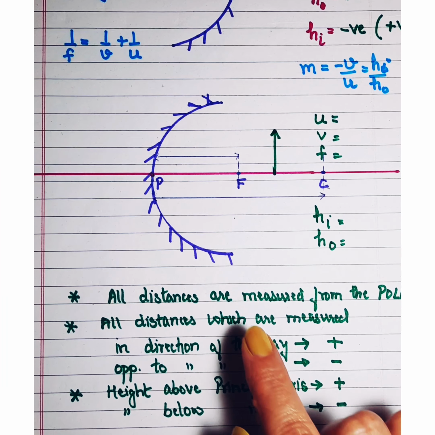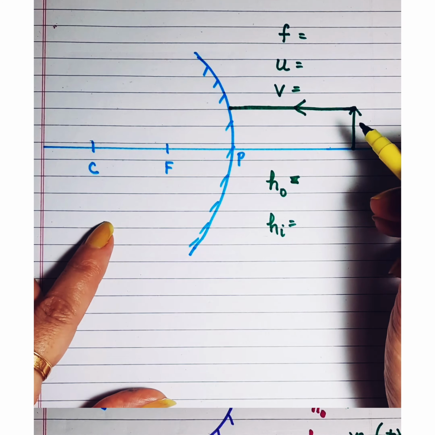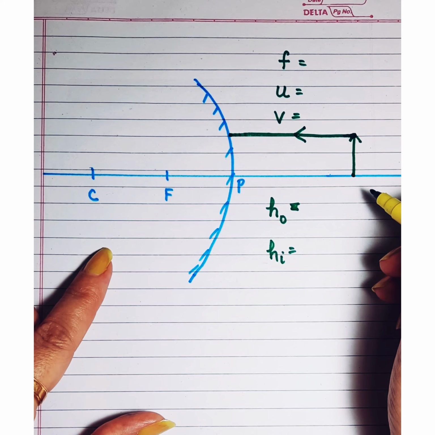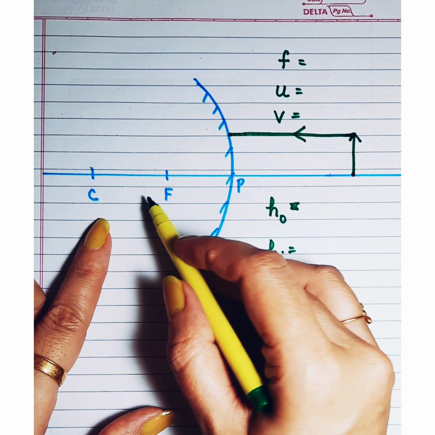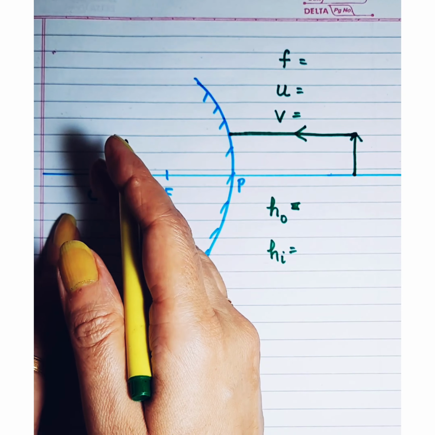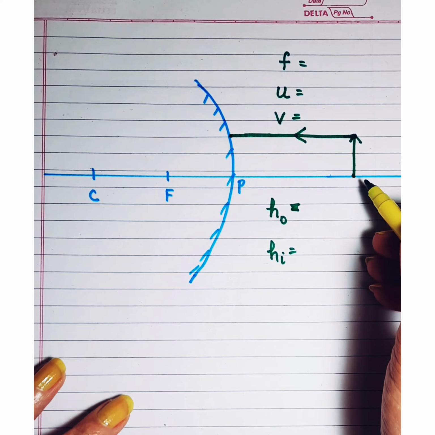You must remember that these rules are the same for concave and convex mirrors. Let us start with the convex mirror. The first and most important thing you should remember is that the object is never placed towards F and C, because these points lie behind the mirror and you are placing the object in front of the mirror.